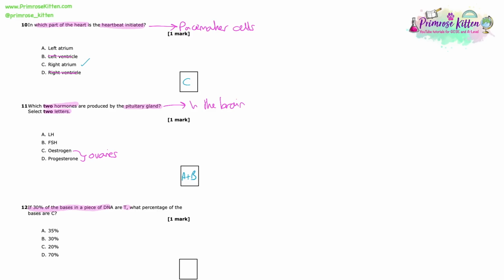12 then. If 30% of the bases in a piece of DNA are T, what percentage of the bases are C? Okay, so this is just a maths question, but it does rely on us knowing that all T bases will be bonded to A bases. So if 30% of the bases are T, there will be exactly the same amount of A, because they are bonded together, so it has to be the same. Two lots of 30% gives us 60%.